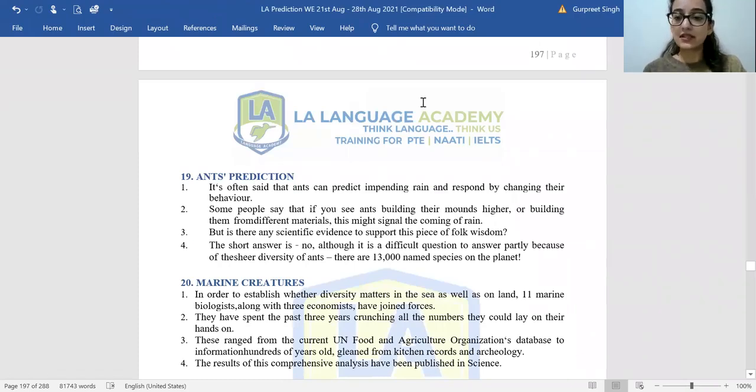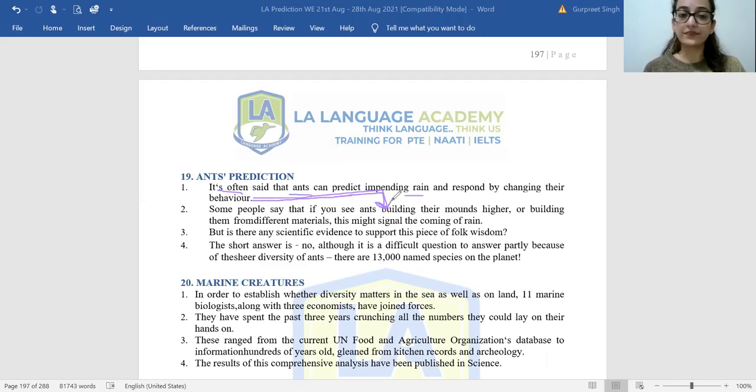Okay, number 19 says, ants prediction. It's often said that ants can predict impending rain and respond by changing their behavior. A general sentence which says that normally it is said like this. We have ants, and we understand they can predict rain and respond by changing their behavior. Now, changing their behavior is explained in the next sentence. Further explanation. What do they do? What do we mean when we say they change their behavior? If you see ants building their mounds higher or building them from different materials, this might signal the coming of rain. So it's a further explanation of the behavior.